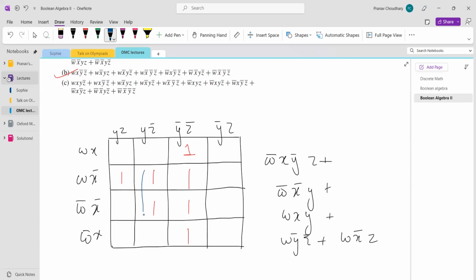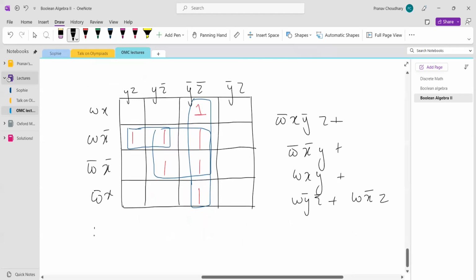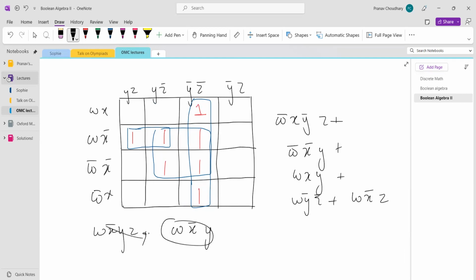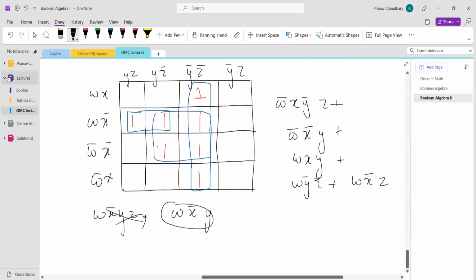So for this problem, we can see that there's this square in the middle, and this whole column is filled. And now this one is left alone. But notice that instead of leaving this alone, it's better to combine these two terms. Because once we leave it alone, that term would come out as w x conjugate yz, whereas once we combine these two as well, we'll get w x conjugate y. And since we need to reduce the terms, this is better.